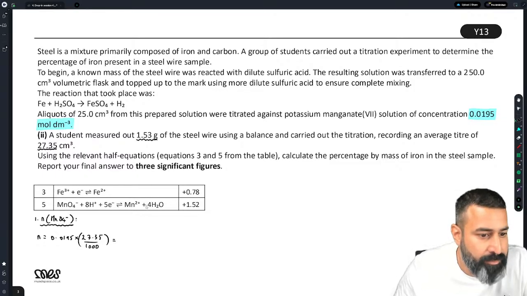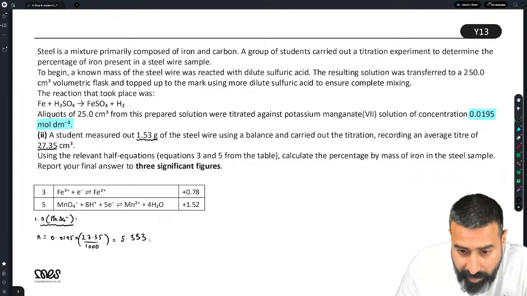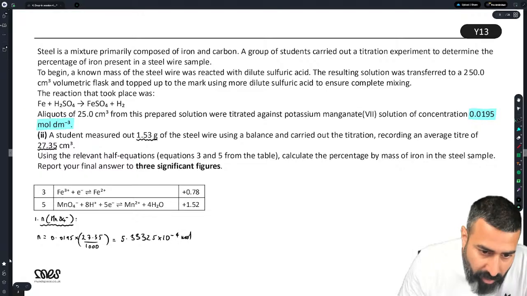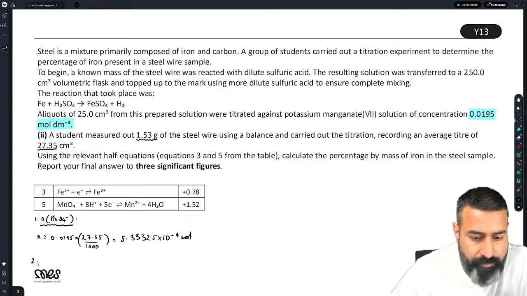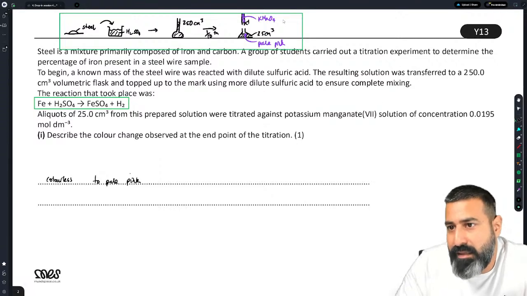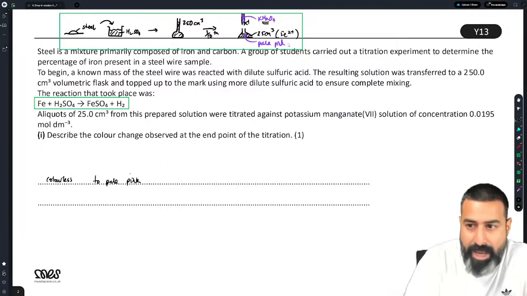Right, what do you guys say? I get 5.33325 times 10 to the minus 4 mole of the manganate. Okay, cool. So where do we go next? If we go back, that's the number of moles here, and I've got some Fe2+ in there. So where do we go next?